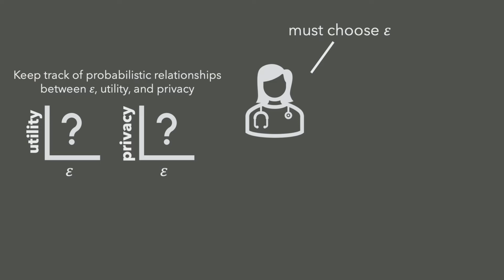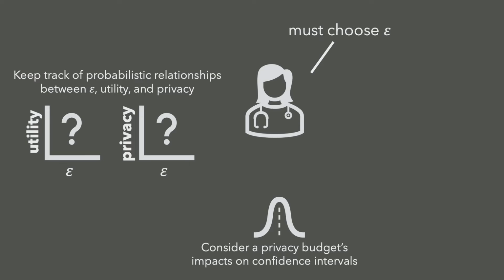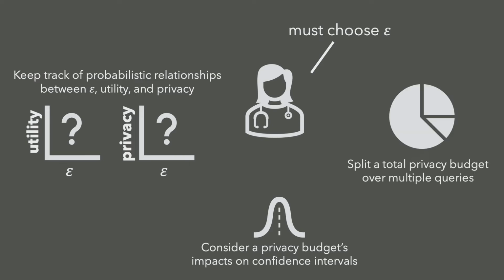For starters, in order to find an appropriate balance between utility and privacy, the data curator needs to keep track of probabilistic relationships between epsilon, utility, and privacy. Moreover, when considering utility, they also need to keep in mind how a given privacy budget will impact confidence intervals that can be released. And because the data curator is making multiple queries to the database, they might also need to split a total privacy budget among queries. The same privacy budget applied to different queries could have different utility implications, further complicating this task of setting a privacy budget.